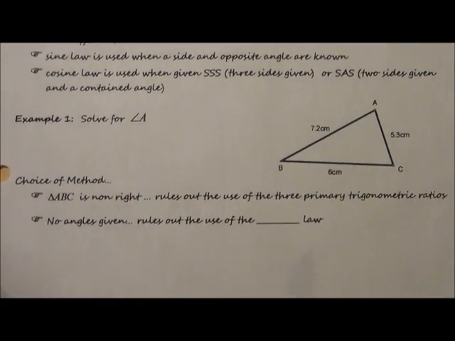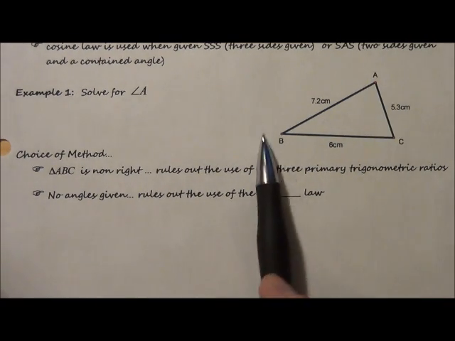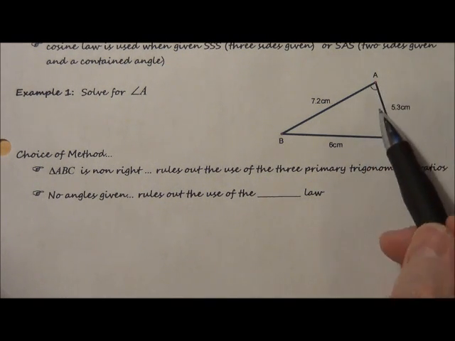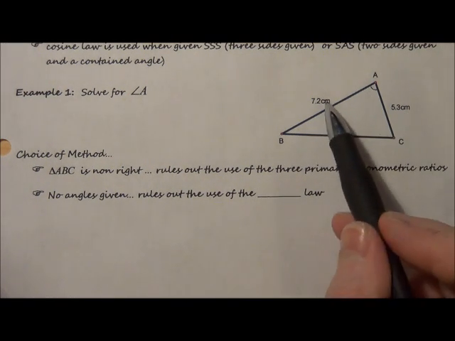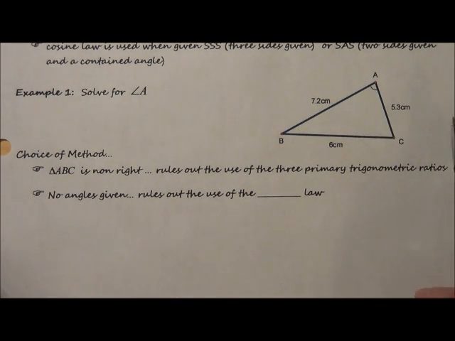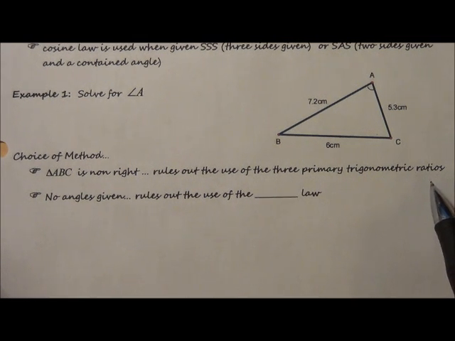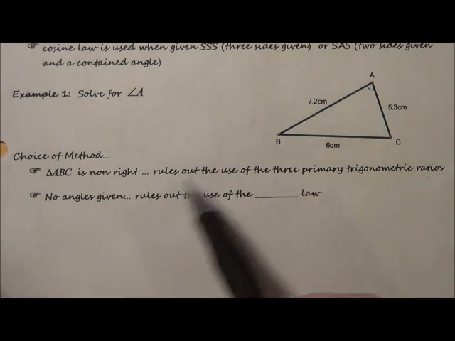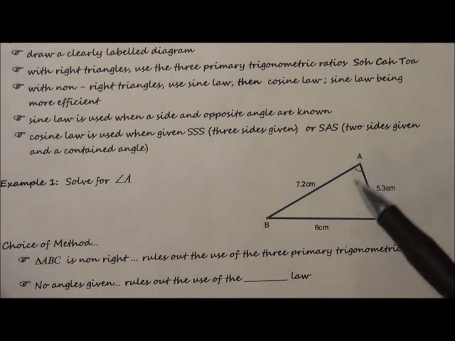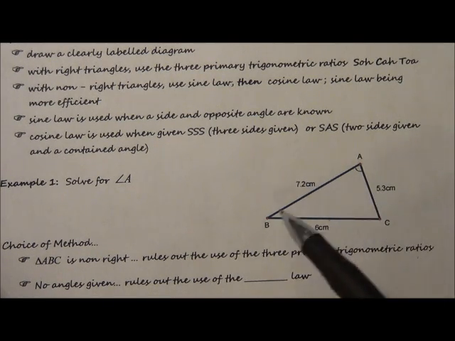Okay, so let's take a look at this first example here. We want to solve for angle A. Take a look at this triangle. We want to solve for this measure of angle A here. We don't have any other angles given, but we do have all three sides. And by the looks of the angle, it does not look like it's a right triangle, so we cannot use any of the three primary trigonometric ratios. We don't have any angles, so using the sine law would be impossible because we can't form a ratio of any of the sides and angles.